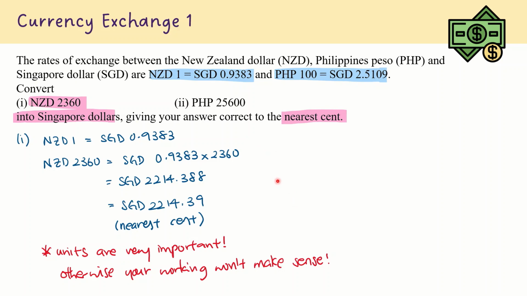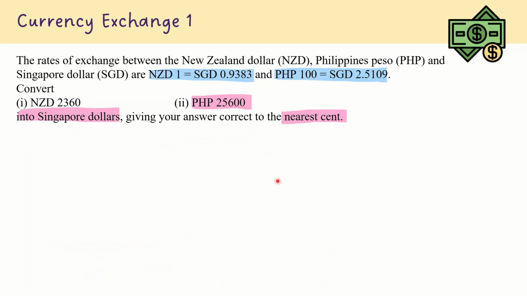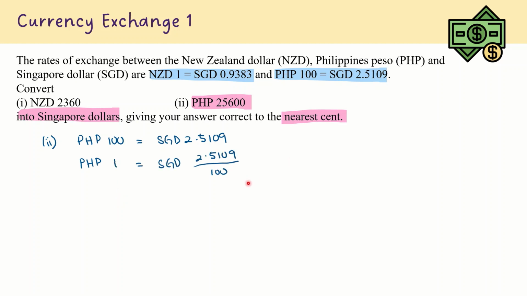Let's take a look at part 2 now. So in part 2, we want to convert 25,600 pesos into Singapore dollars and likewise to the nearest cent. So in this case, we will be using the second exchange rate that we are given. And what you could do in terms of your conversion, you could go and look for 1 peso. How much would it be in Sing dollars first?